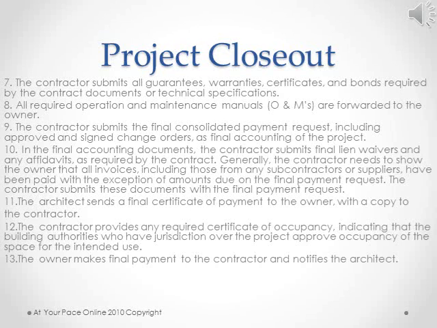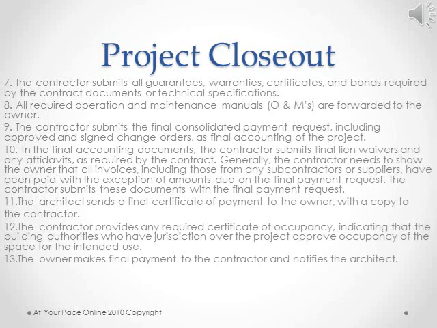Number 10, in the final accounting documents, the contractor submits final lien waivers and affidavits as required by the contract. Generally, the contractor needs to show the owner that all invoices, including those from any subcontractor or suppliers, have been paid with the exception of amounts due on the final payment request. The contractor submits these documents with the final payment request.